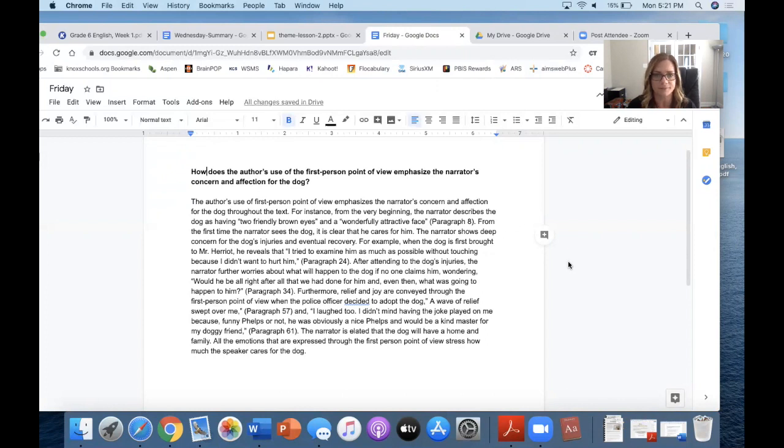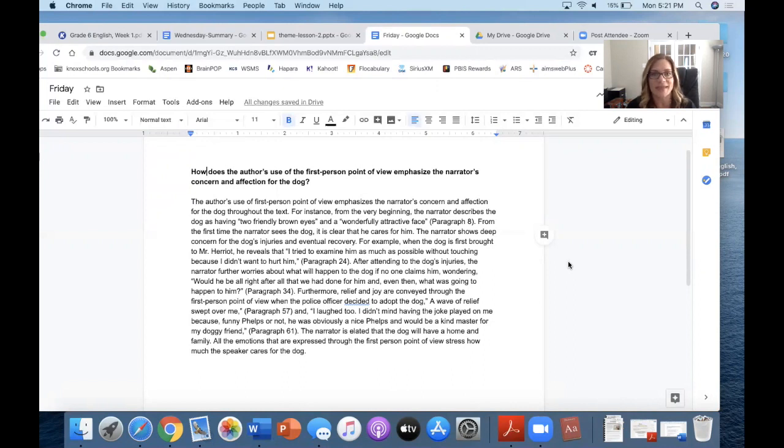Paragraph 34. Furthermore, relief and joy are conveyed through the first person point of view when the police officer decided to adopt the dog. "A wave of relief swept over me," paragraph 57, "and I laughed too. I didn't mind having the joke played on me because, funny fellow or not, he was obviously a nice fellow. He would be a kind master for my doggy friend," paragraph 61. The narrator is elated that the dog will have a home and family. All the emotions that are expressed through the first person point of view stress how much the speaker cares for the dog.